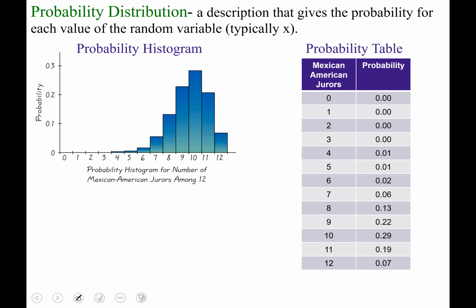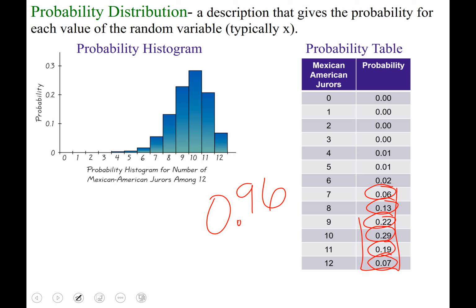Okay, ready for the right answer? If you put 0.96, or if you say 0.96, then you got it right. The probability of having at least 7 Mexican American jurors would be the probability of having exactly 7, or exactly 8, or exactly 9, or exactly 10, or exactly 11, or exactly 12. That is what at least 7 means.